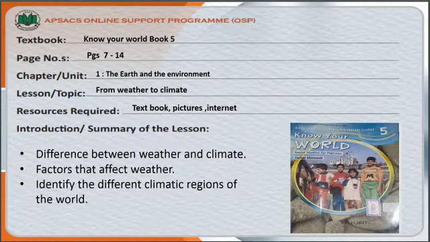For this session, you are required Know Your World Book 5, page 7 to 14, Unit 1, topic Weather to Climate. Students, this is the revision of the topic which we have already done in round 1. Summary of this lesson is difference between weather and climate, factors that affect weather, identify the different climatic regions of the world.